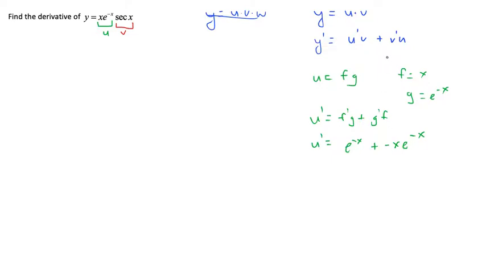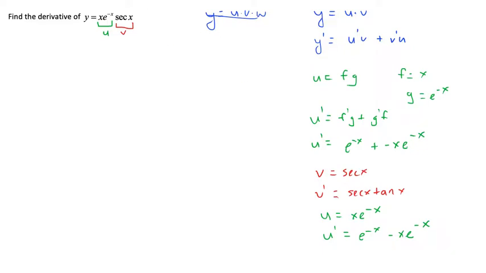And then we have the u and the v prime. v is going to equal secant of x. v prime, the derivative of secant, is secant of x tangent of x. So we have v and v prime, and we have u and u prime here as well. Let me write that one again. So u is x e to negative x, and u prime, which we just found, is e to negative x minus x e to negative x. I hope this is not too confusing for you.